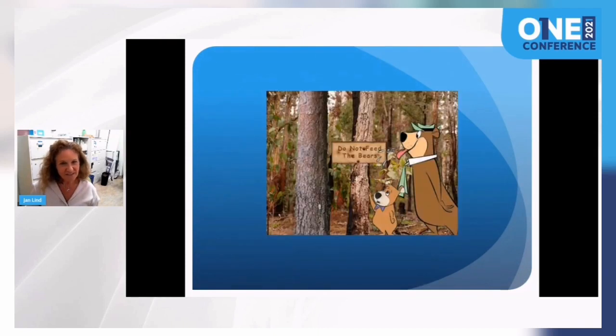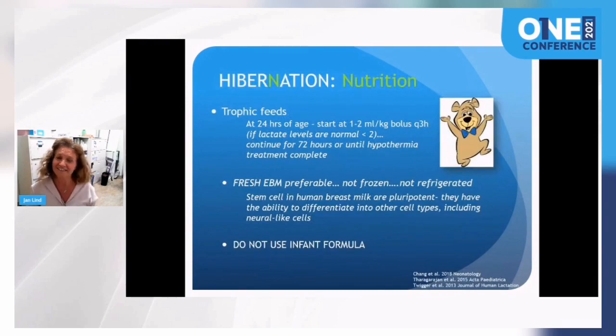Nutrition. In Alberta Rocky Mountain provincial parks, there are many signs saying don't feed the bears, but not this little cub. So during hibernation, at 24 hours of age, we start trophic feeds of 1 to 2 mils per kilo every 3 hours, as long as our lactates are normalized, and that would be less than 2. We continue trophic feeds for the duration of the cooling. Fresh EBM is preferable, and not frozen or refrigerated, to preserve the stem cells.